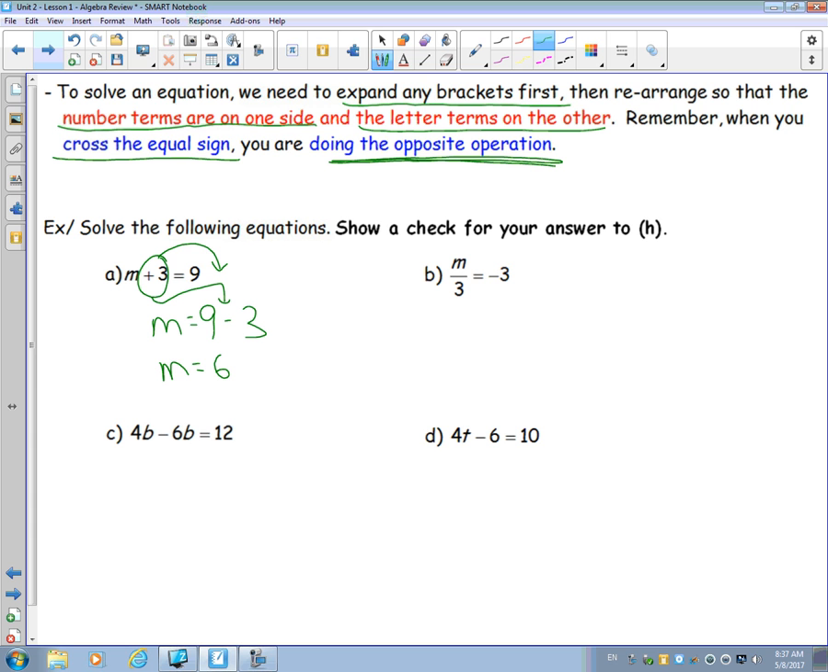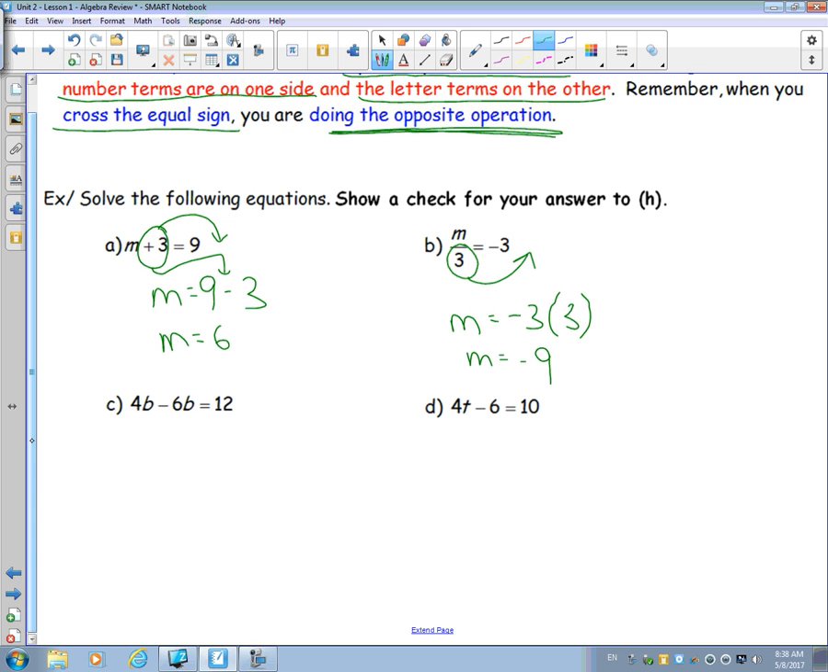Let's look at the next one. m over 3 equals. I have a dividing by 3 over here. I can bring it to the other side and do the opposite. That means it has to become a multiplying. Okay, cross the equal sign, do the opposite operation. Don't switch signs, switch operations. That's what we're trying to remember here. And those two are pretty straightforward. In C and D and the remaining of them, I may have more than 2 terms involved.